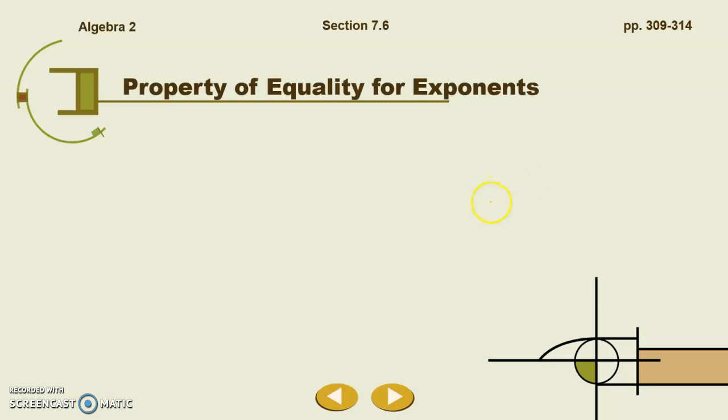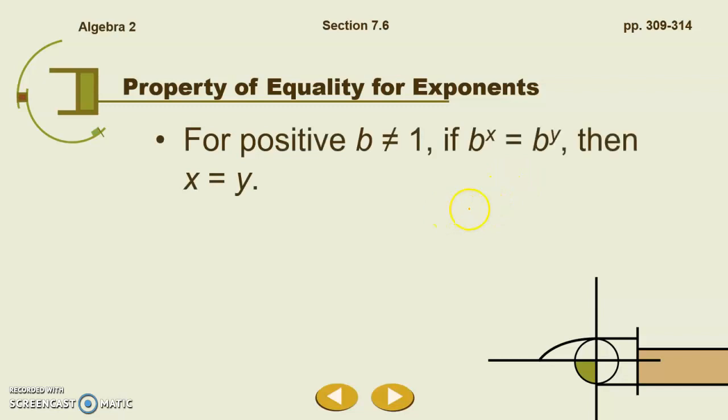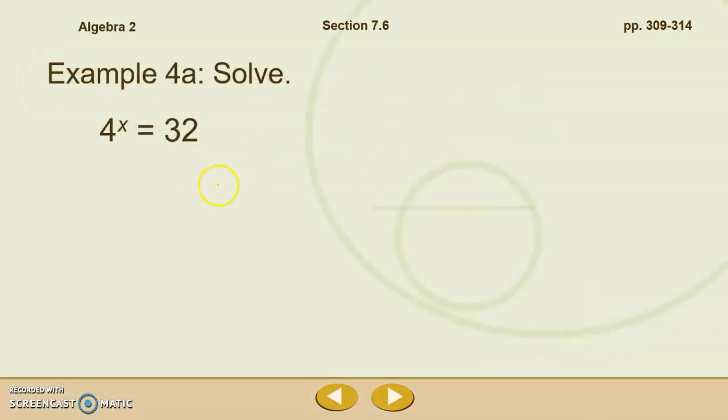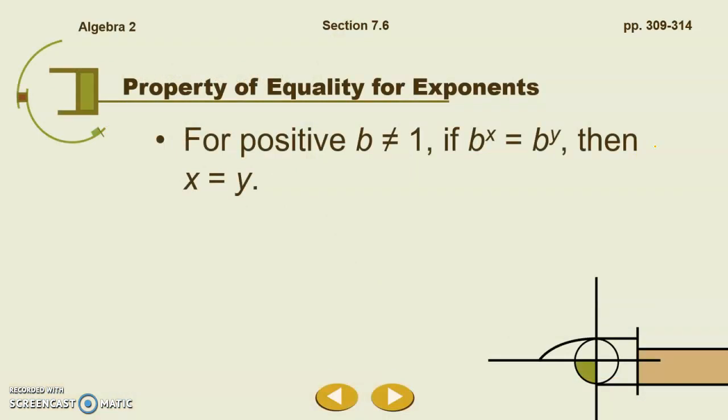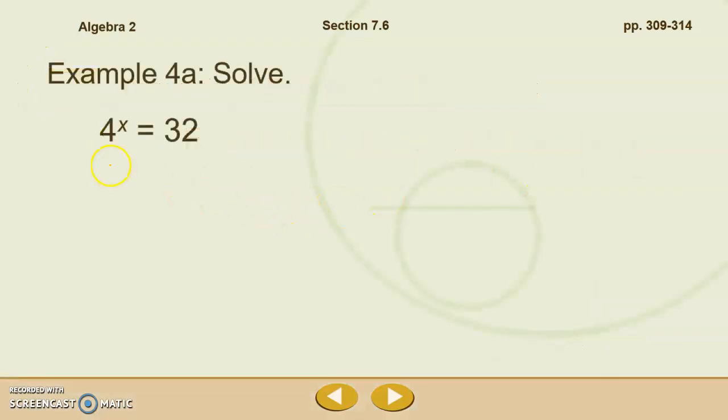But let's take a look at this property of equality for exponents. In technical terms, for all positive b's not equal to 1, because 1 raised to any power is still 1, if b to the x power equals b to the y power, then x equals y. So if your bases are the same and they're equal to one another, then your exponents also must be the same. So when we're solving exponential equations, we want our bases to be the same so that we can use this property of equality. So take a look at 4 to the x power equals 32.